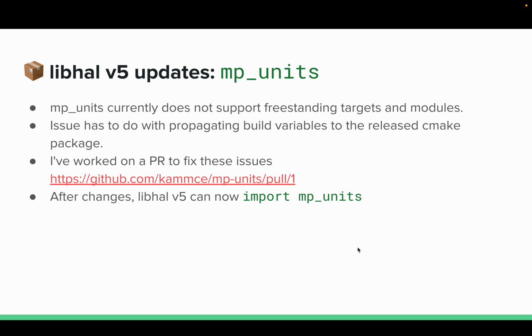And then finally, I don't have anything special to show for MP units. I just got this done and figured out this morning. But basically, previously it didn't support freestanding targets along with modules. The long story, but basically you need to propagate some build variables down. I worked on a PR with a fix, but after that fix, we now can basically import MP units, and I can also see the symbols for MP units, so I can start bringing it into libhal. I gotta figure out how to actually build out the units that I want to. And that's pretty much it.